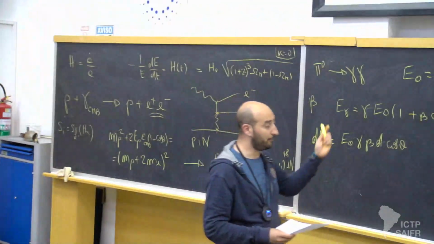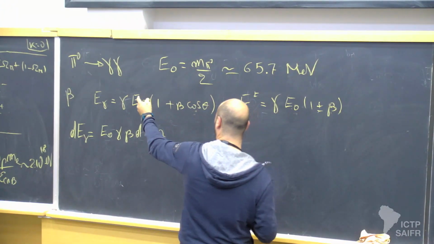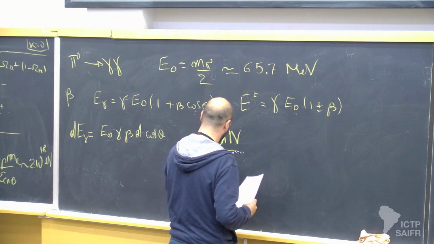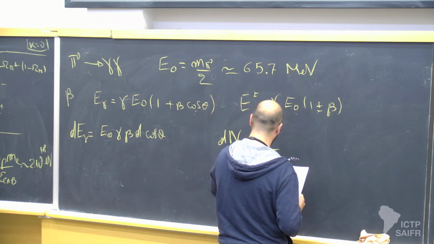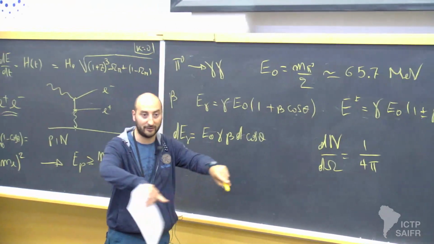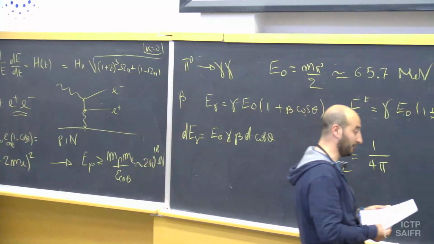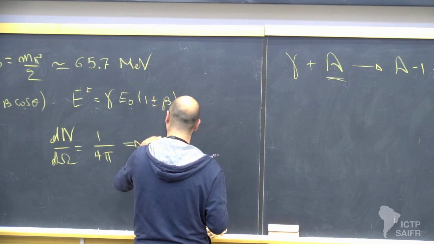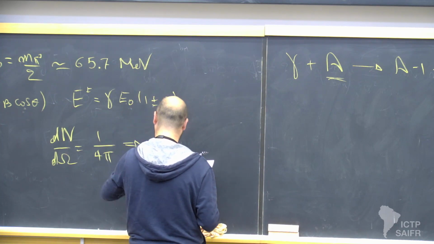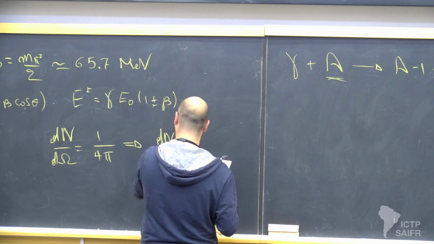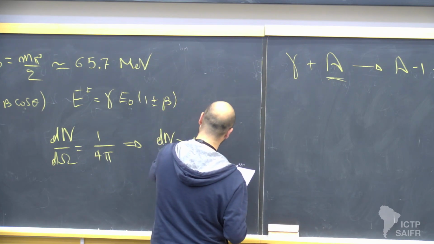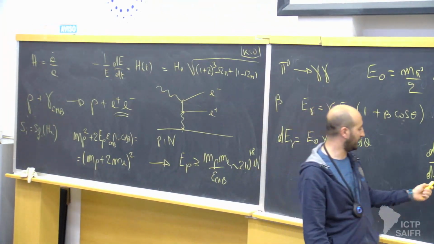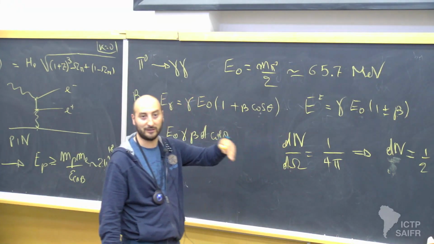Okay? Now, the pion is a scalar particle, so this decay is isotropic, so dN over dΩ is simply 1 over 4π. The angular dependence of the products is isotropic in the rest frame of your particle, which is equivalent to saying that, let's write it this way, dN is just 1/2 of d cosθ. This is just normalization. I'm making explicit the double differential, and I'm integrating with respect to the azimuthal angle.